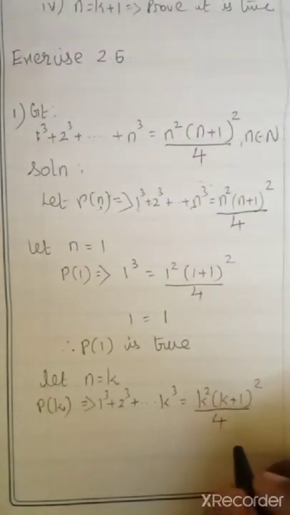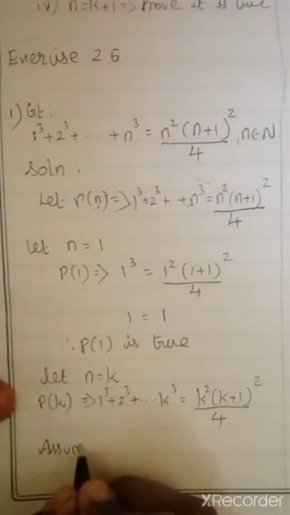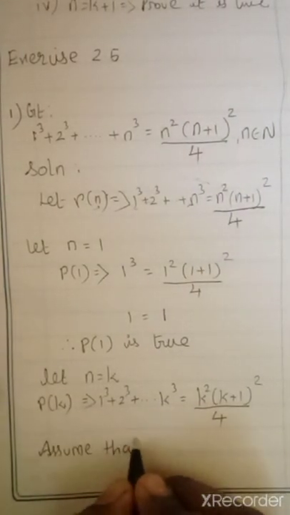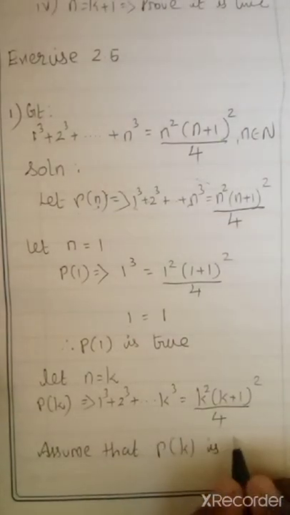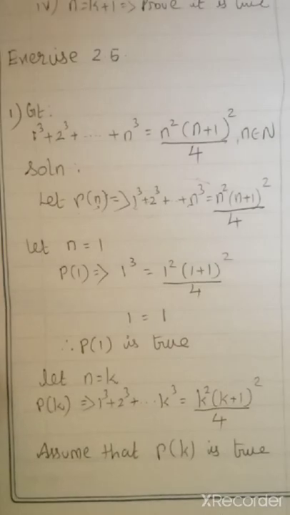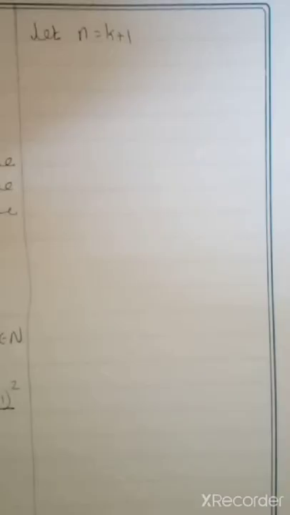Is that right? Okay. Assume that, what we have to write? Assume that P of k is true. Okay, we have to assume that P of k is true. So what is your third step? Let n equal to k plus 1. Correct? So we have to prove that P of k plus 1 is true.